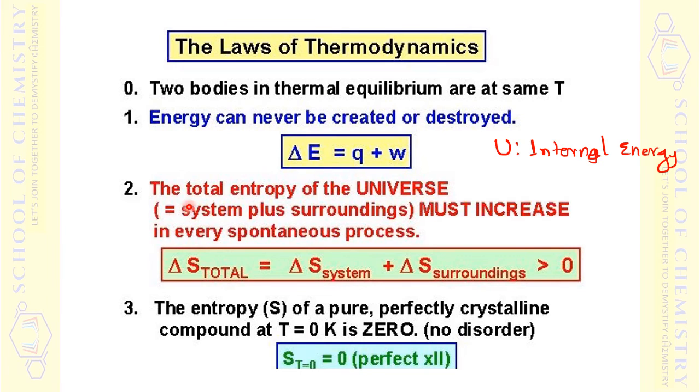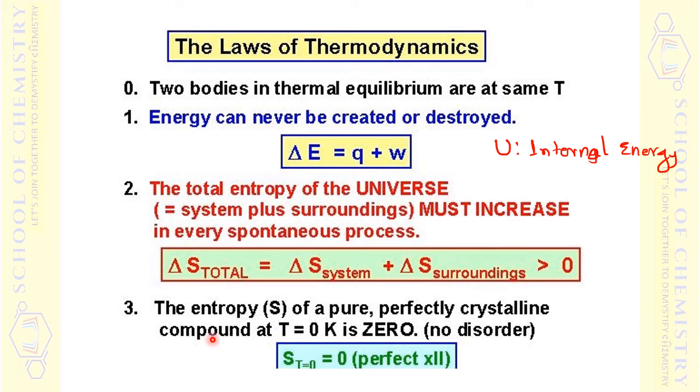done by the system. Second law: the total entropy of the universe keeps increasing. That is the second law of thermodynamics. Delta S total, which is equal to delta S of system plus delta S of surroundings, will always be greater than 0. That means it always keeps on increasing. That is the second law of thermodynamics.